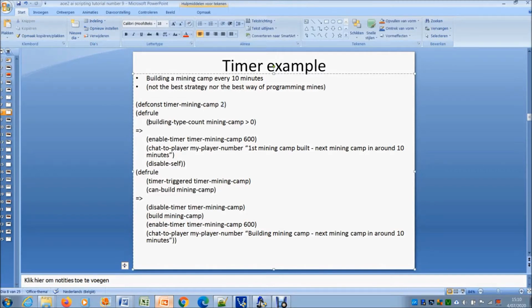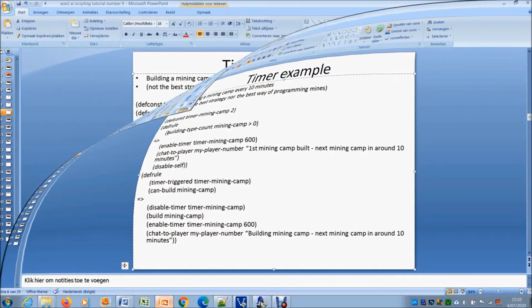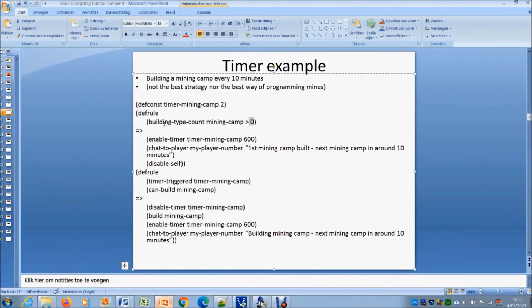The def rule to initialize the timer mining camp is when we have at least one mining camp, we will enable a timer mining camp for 600 seconds, which is 10 minutes. Chat to player, my player number: first mining camp is built, next mining camp in around 10 minutes. Disable self, because we don't want this to constantly trigger. But after 10 minutes, the timer will be triggered for the timer mining camp. It will check, can we build a mining camp?